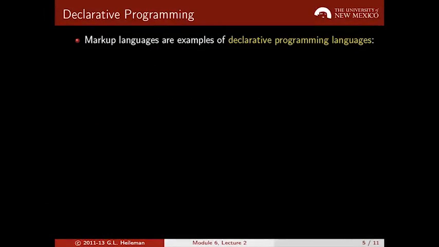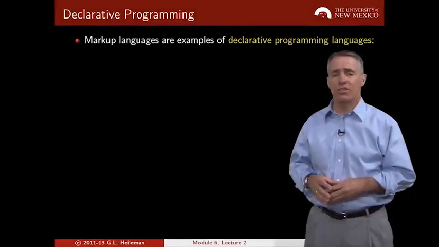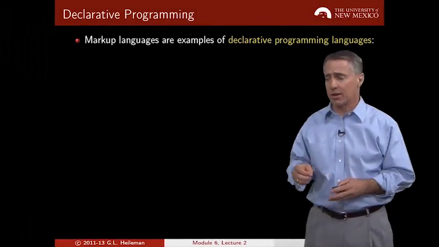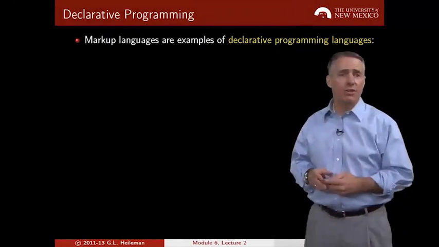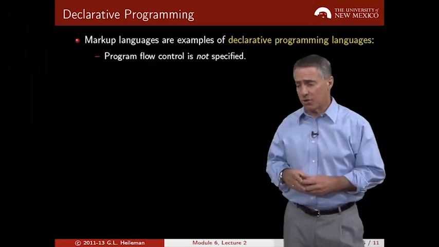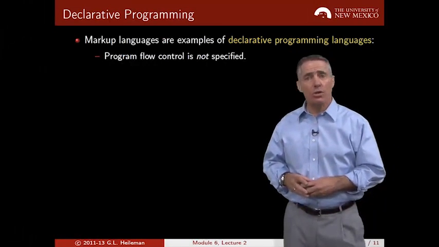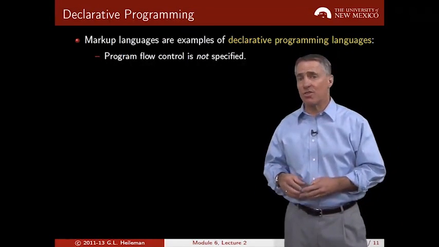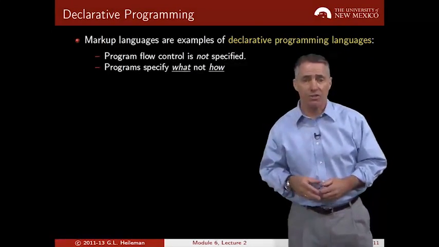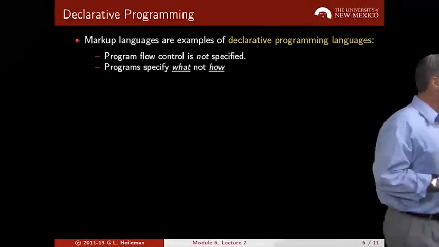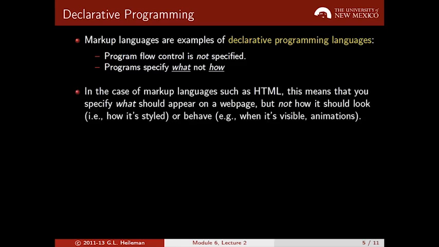Now, markup languages are examples of something called declarative programming languages. And it's just like what the name says. You're declaring that this is a header, or this is a paragraph, and that's what a declarative programming language looks like. So how is this different from other types of programming languages? Well, there's no flow control here. You're not specifying the flow of control through a program. You're just specifying what something is. So you specify what something is, not how to compute something with declarative programming languages.